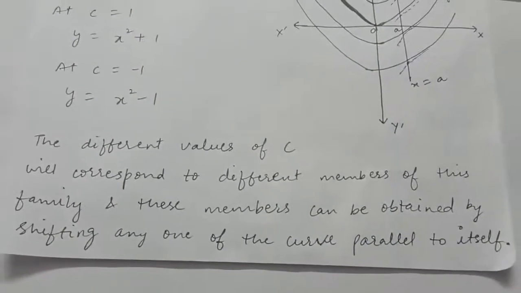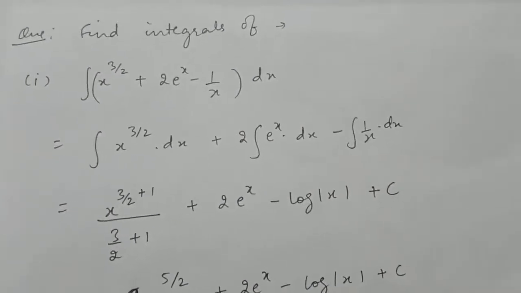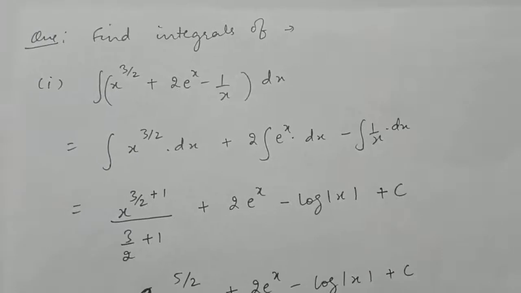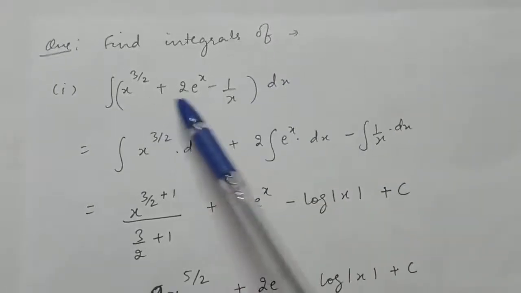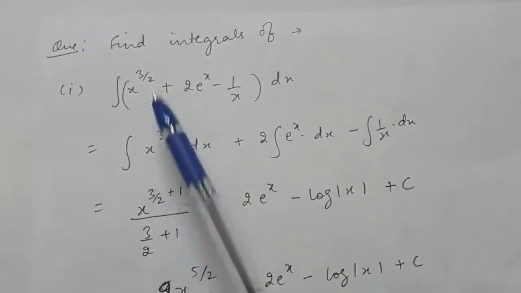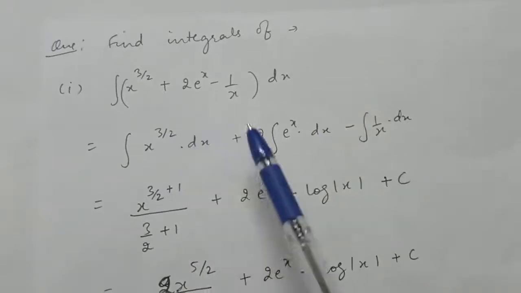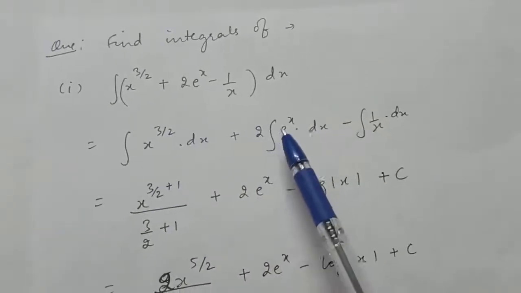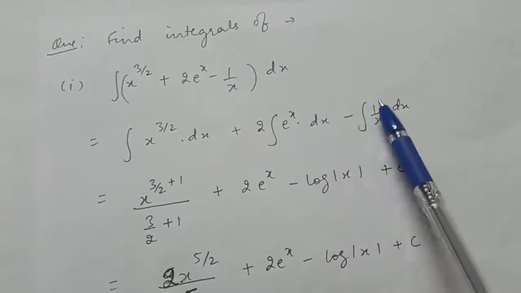Clear? Now we will discuss some more questions on integrals only. I hope you have learned all the formulas. So the question is, you have to find the integral of this. Now first of all, we'll use the property and we'll write this integral as the integral of x raised to the power 3 by 2, plus 2 outside the integral of e raised to the power x, minus the integral of 1 by x.